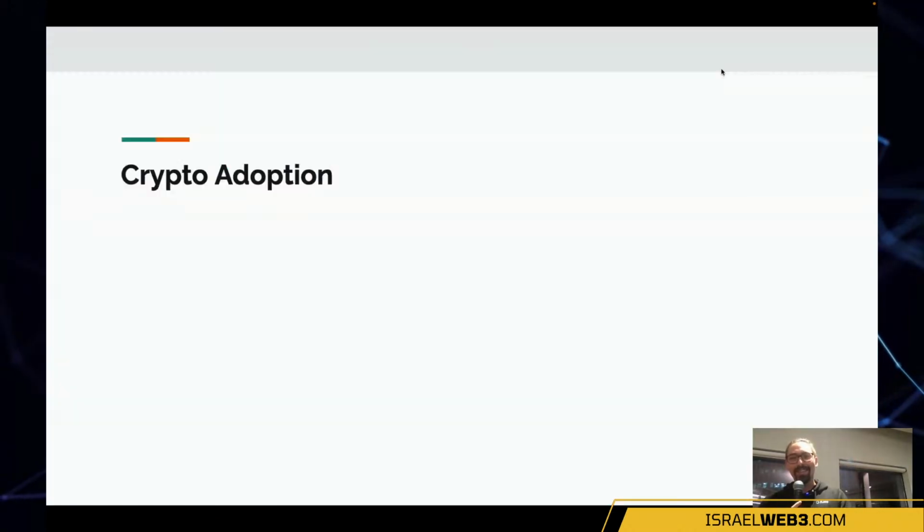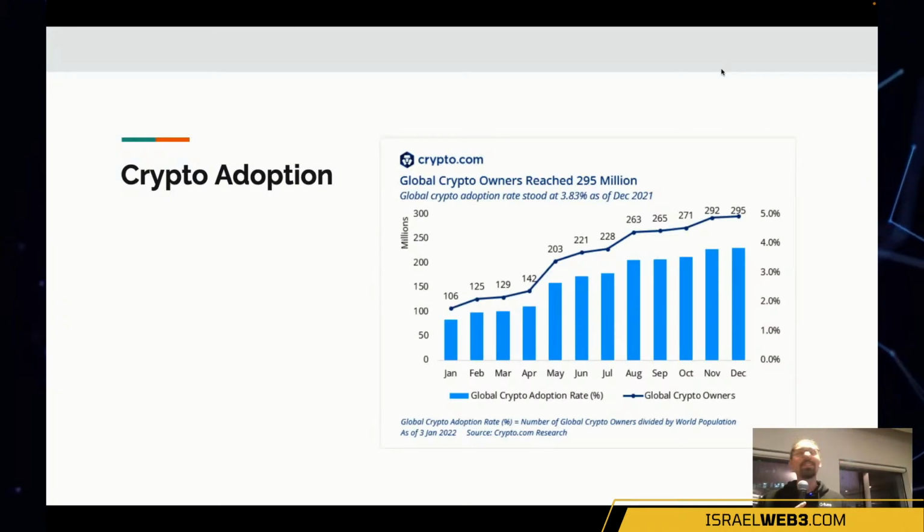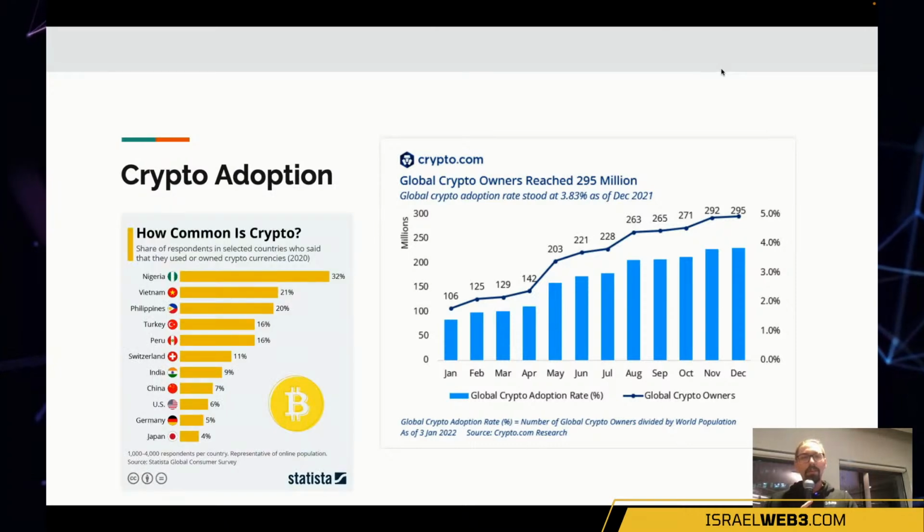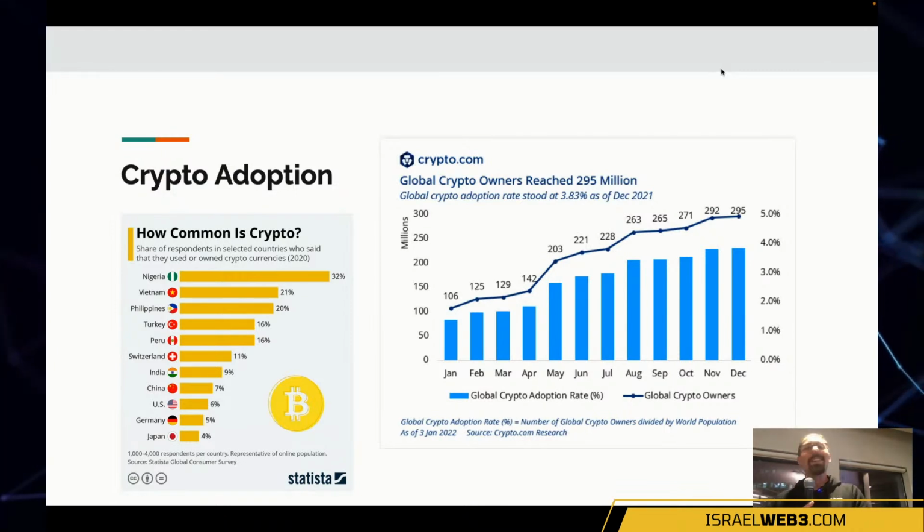So, crypto adoption. Do we know what the adoption of crypto is? About 5% of users in the world have crypto. Many people in Nigeria, basically in the third world, the adoption of crypto is high. Do we know why? They don't have the choices. Exactly.